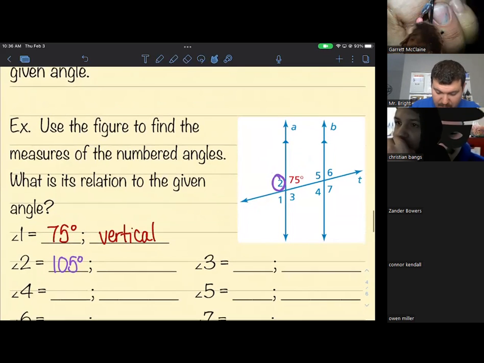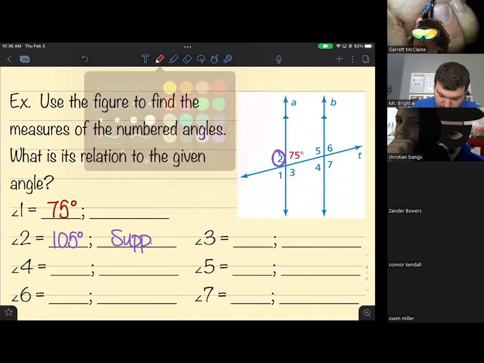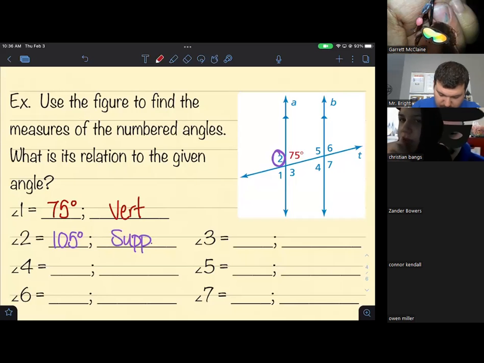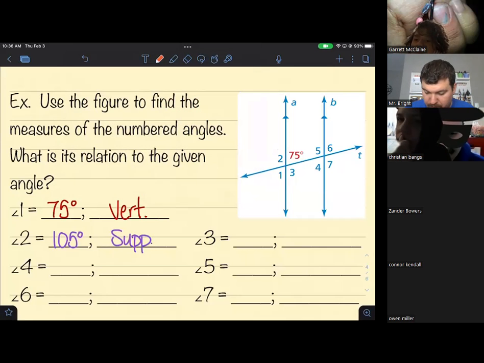I'm going to abbreviate that, and by the way, you can abbreviate these. I guess you could put vert if you wanted to for vertical angles. All right, sup for supplementary. What about angle 3? Angle 3 is the next one. Dawson, what's angle 3 going to be? 105. Good. And for what reason?